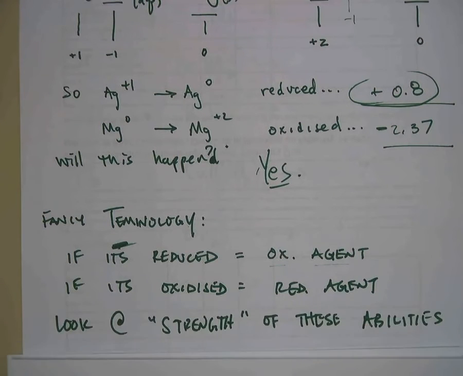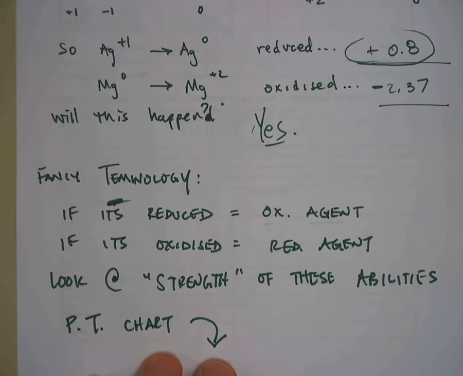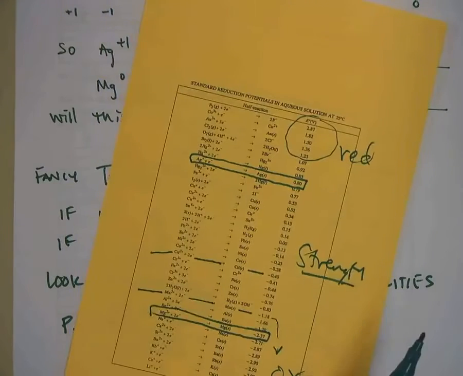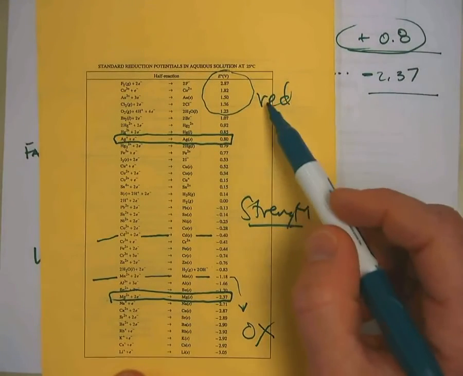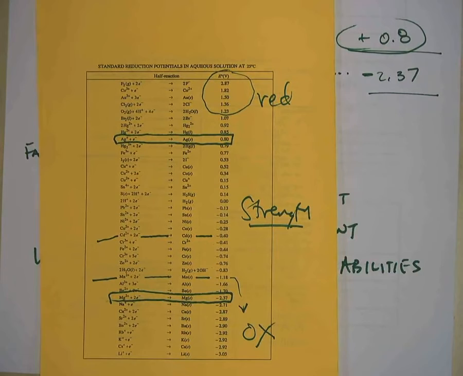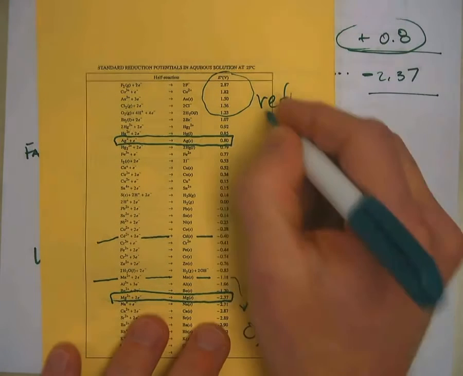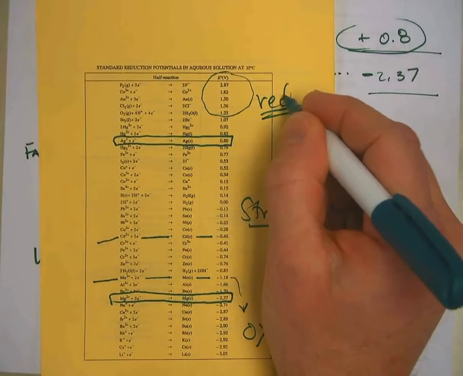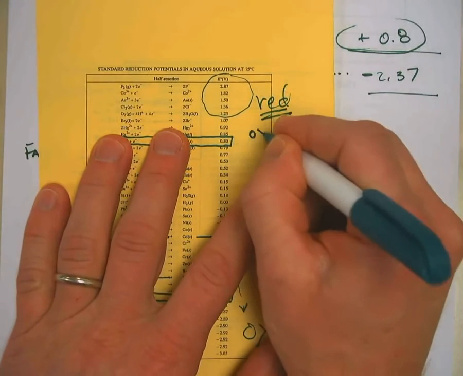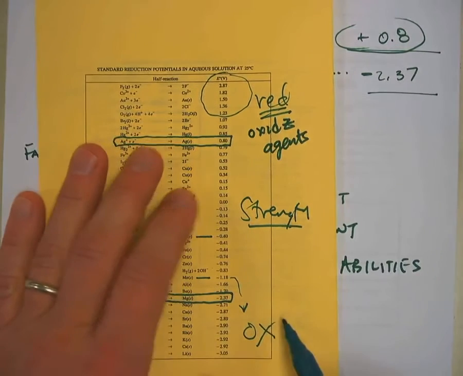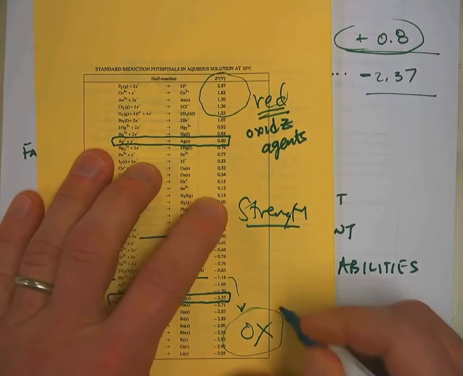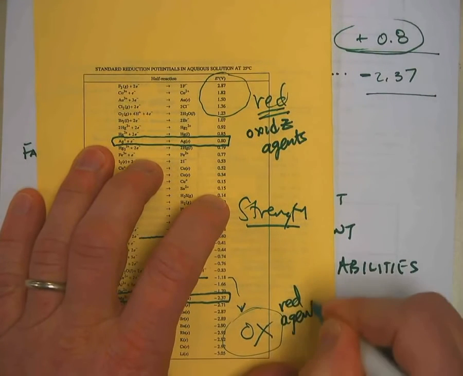Well, look at the strength of these abilities on the periodic table chart. Here's the chart once again. Remember, these things have the possibility of being reduced a lot. And remember, oxidation and reduction always happen in a pair. And so if one thing is reduced, that means another thing has to be oxidized. So we call these things not only having a good possibility of being reduced, but being very good oxidizing agents. And these guys down here having a good, strong possibility of being oxidized, these are good reducing agents, real good reducing agents.